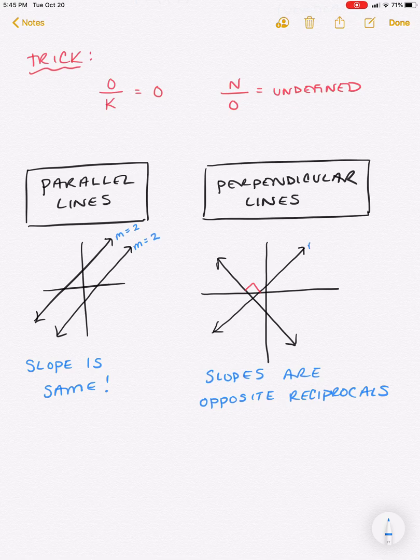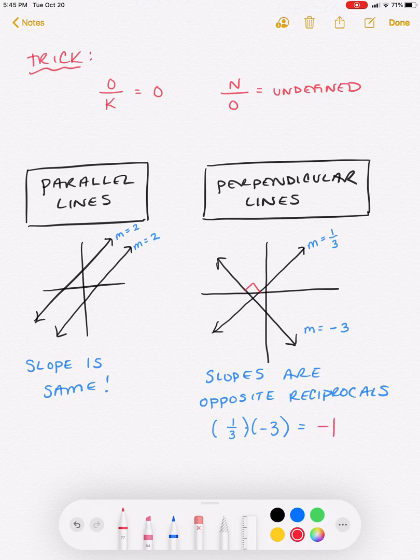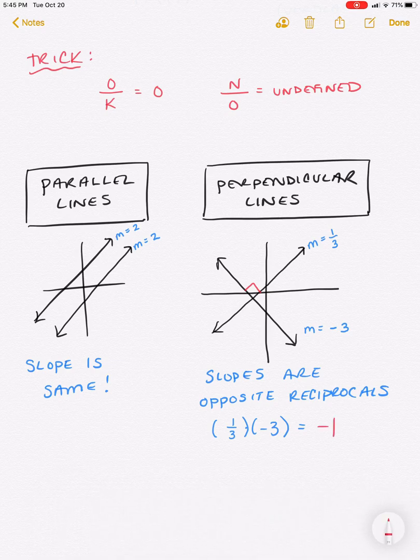The slopes are opposite reciprocals. So let's say our first line has a slope of 1/3. Well, the second line, if it is perpendicular, is going to be the opposite. So it's going to be negative, and the reciprocal means we're going to flip the 1/3 and make it 3/1. Well, writing 3/1 is really just the number -3. When you multiply opposite reciprocals, you will always get -1. So if you're ever not sure if something's an opposite reciprocal, you can always multiply the two together and get -1.